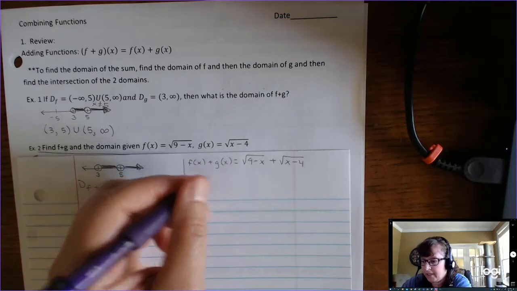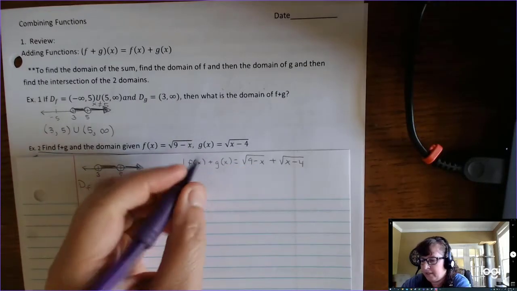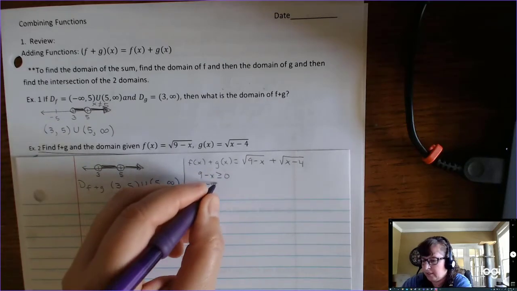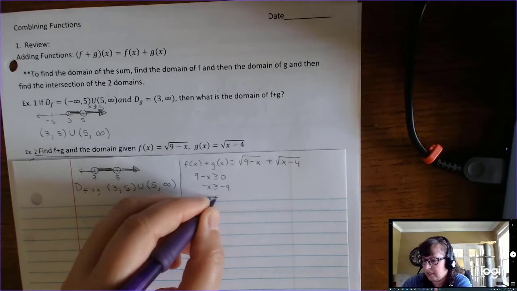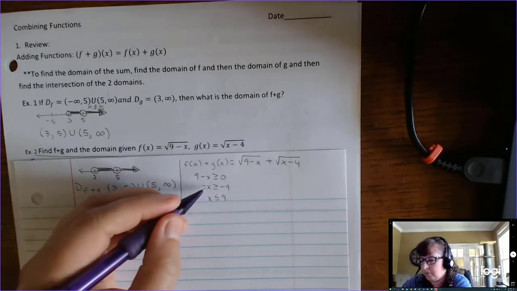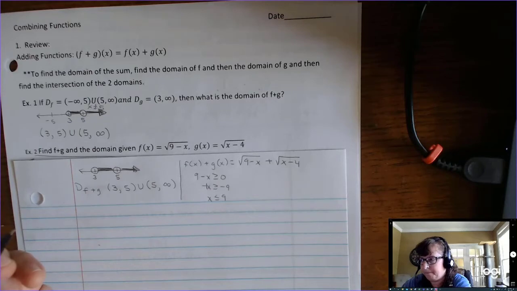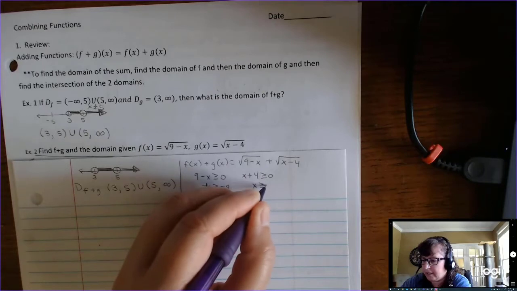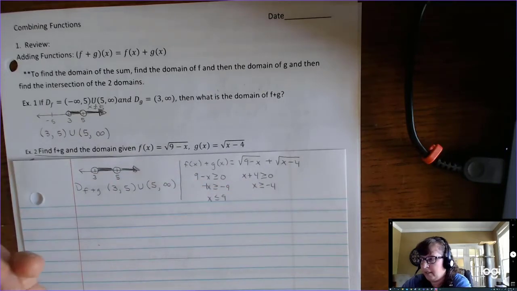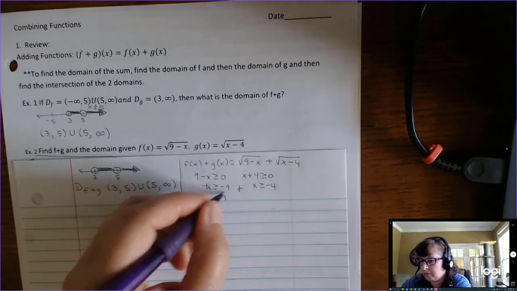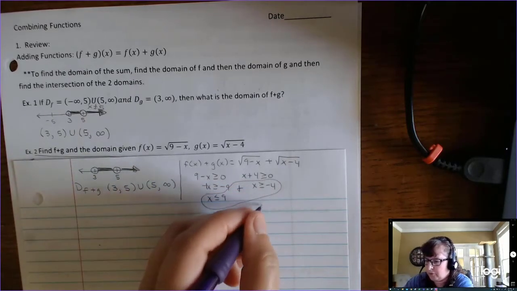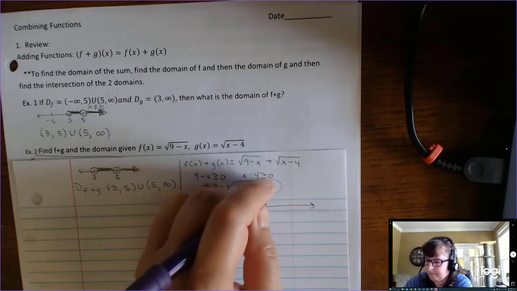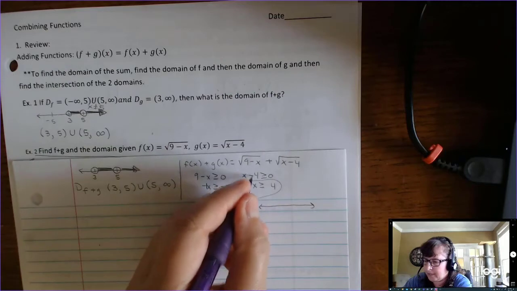Now, to find the domain, remember, we need to find the domain of f. So what's under the radical, we set greater than or equal to 0, and we get x is less than or equal to 9 when we divide by that -1. Over here, x minus 4 greater than or equal to 0, and we get x is greater than or equal to 4. So both of these have to be true.